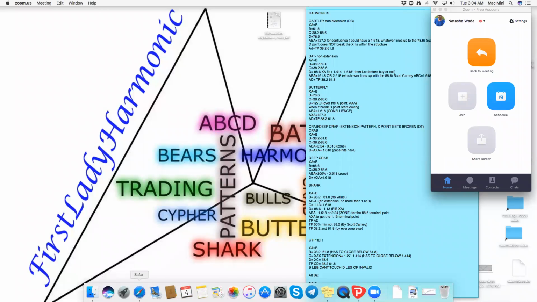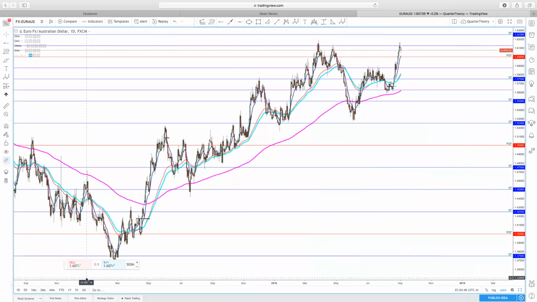First Lady Harmonic here. Going to be looking at a pair, EURAUD. I had posted this on my Facebook page a little bit earlier, but I wanted to do a different type of analysis, again, to always help you to appreciate how I'm looking at the markets and what various confluences I am choosing to see the markets in.